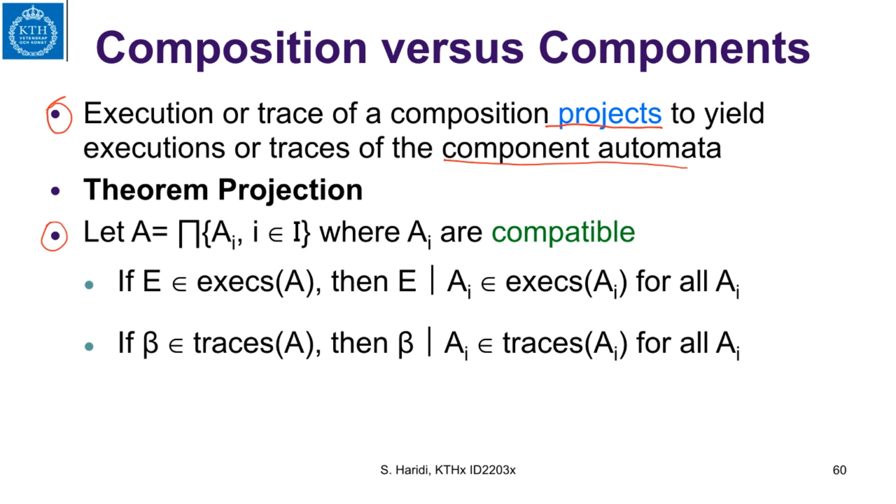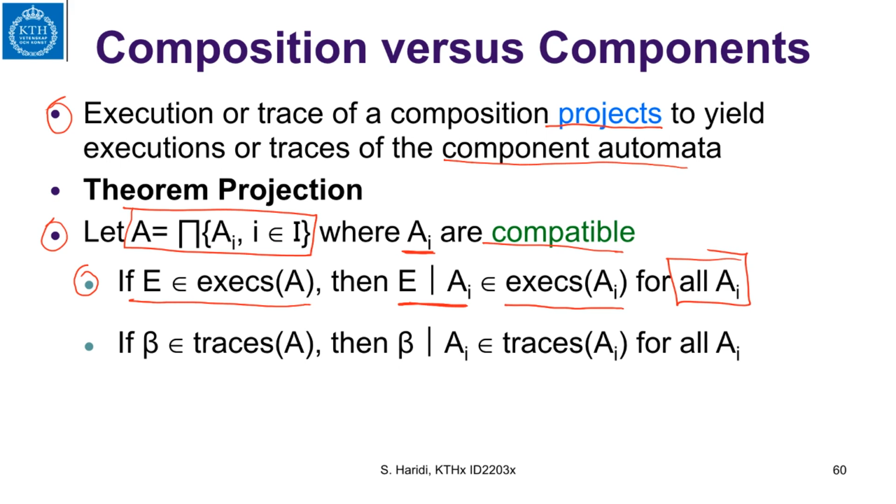So just to state it precisely, given a composed automaton A, where of course a composed automaton requires that the components are compatible, and we defined compatible earlier. We say that if E is an execution of A, then also E restricted to a component AI is an execution of that component, and that holds for all components. The same thing holds for traces. So if beta is a trace of A, then beta restricted to a component will also be a trace of that component, and that holds for all components.